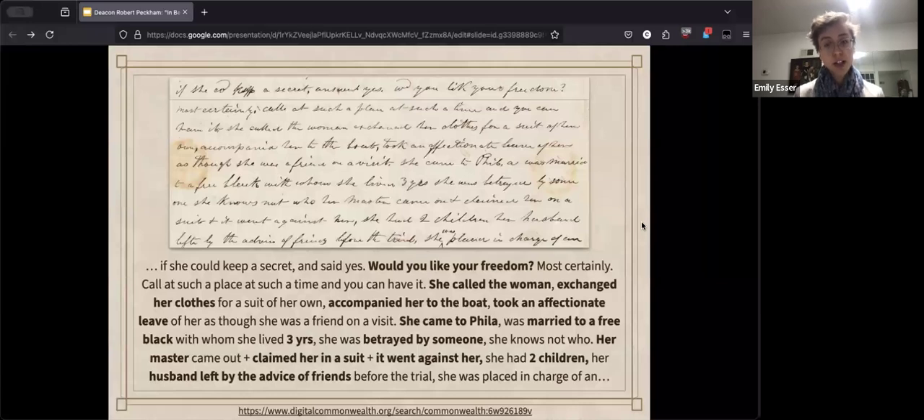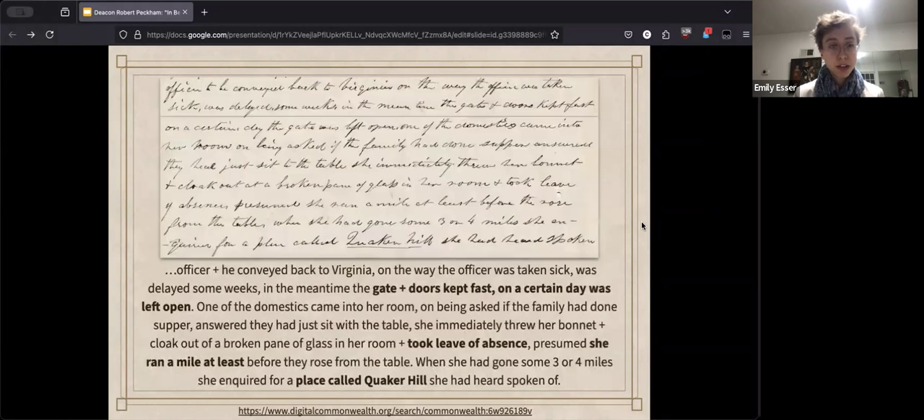She came to Philadelphia. She married. She lived 3 years with her husband. Then she lost this lawsuit. So she went through repeatedly the cycle of being freed and helped and escaping and being dragged back into slavery, which is horrific to think about. She had 2 children. She was brought back to Virginia by an officer, but when he was taken sick, there was a delay, and in that time, she was assisted in escaping.